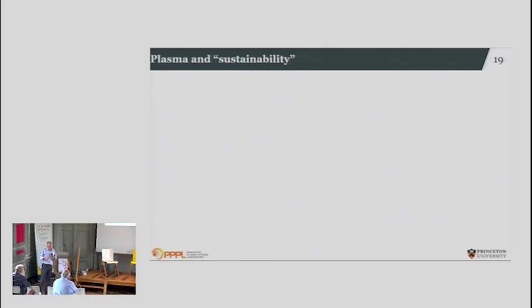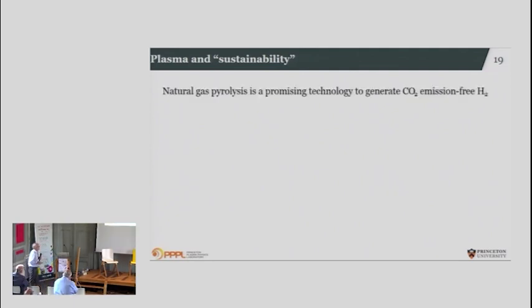Okay, so let me switch to the last topic here, which is, apropos to the previous comments, plasma's use for sustainability. So now I'm going to switch gears and switch scales quite a bit, and talk about one application that we've started since I've come to Princeton, which is to look at the pyrolysis, or the thermal decomposition, of natural gas, which is primarily methane, to generate carbon dioxide emission-free hydrogen. That is, if the electricity used is renewable.